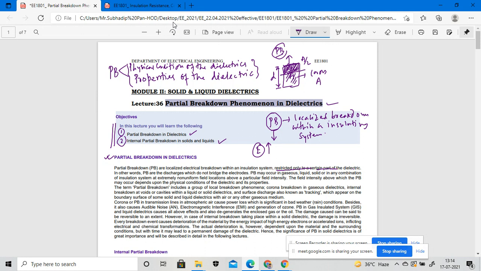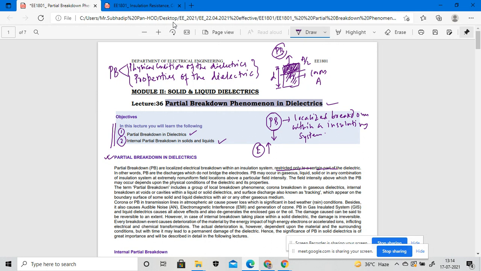We can say the term partial breakdown includes a group of local breakdown phenomena. In a particular insulation system there can be a number of partial breakdowns. These include corona breakdown in gaseous dielectrics, internal breakdown at voids or cavities within liquid and solid dielectrics, and surface discharge, also known as tracking, which appears on the boundary surface of some solid and liquid dielectrics with air or any other gaseous medium.